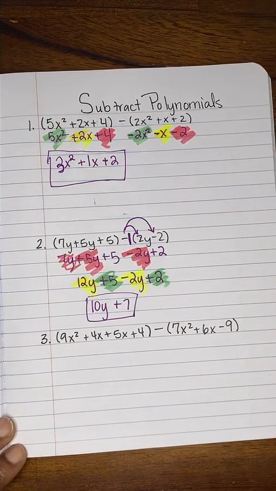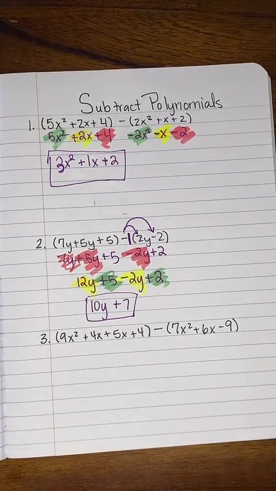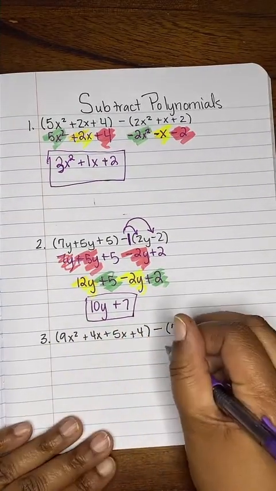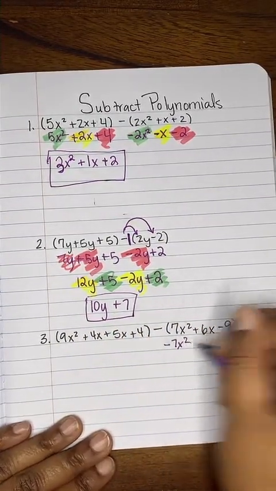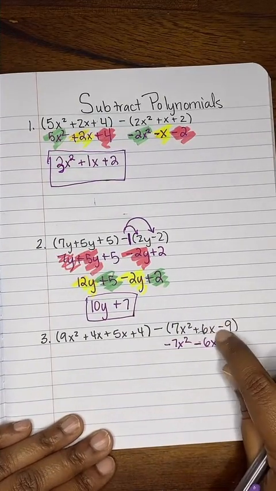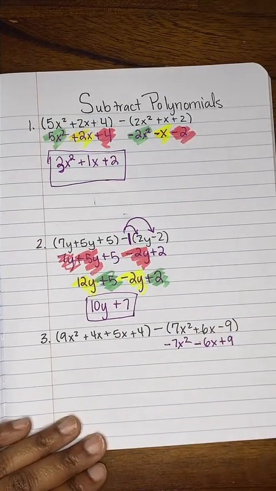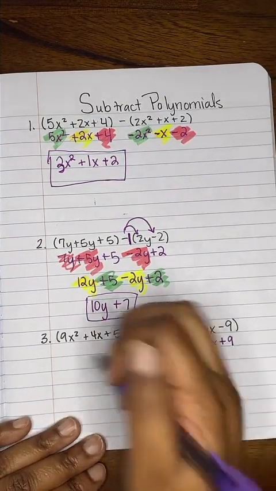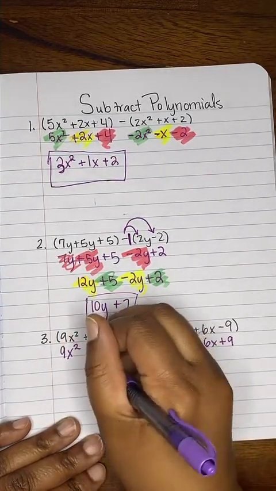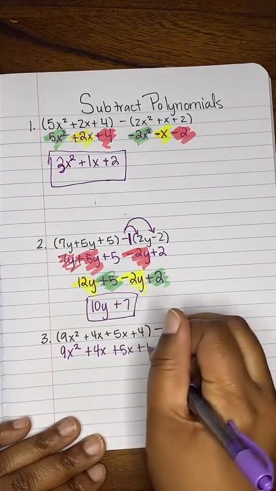Okay, good. I think you already gave me the next one. Let's check it out. So I'll cover this up. This was a positive, so I changed it to a negative 7x squared. This goes to a negative 6x. And a negative changes to a plus 9. Good. Now I'm going to drop these down. So I get negative x squared plus 4x plus 5x plus 4.